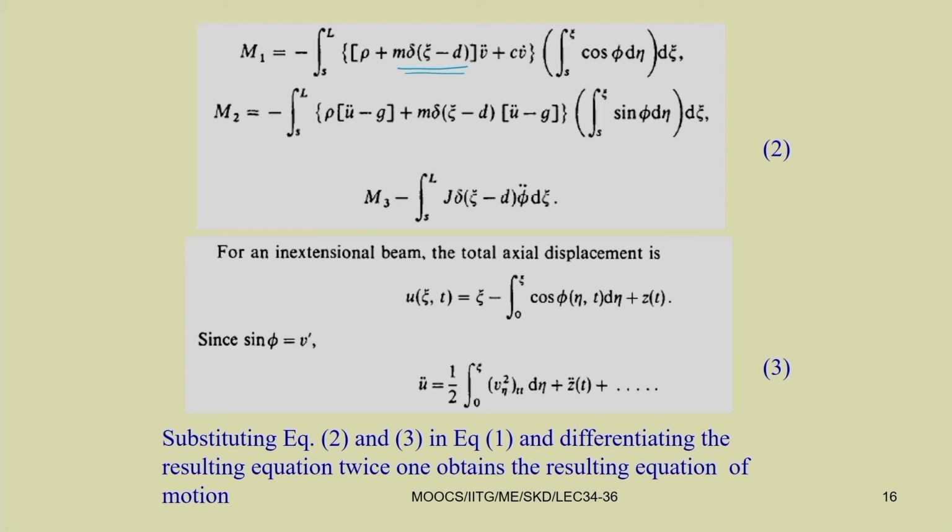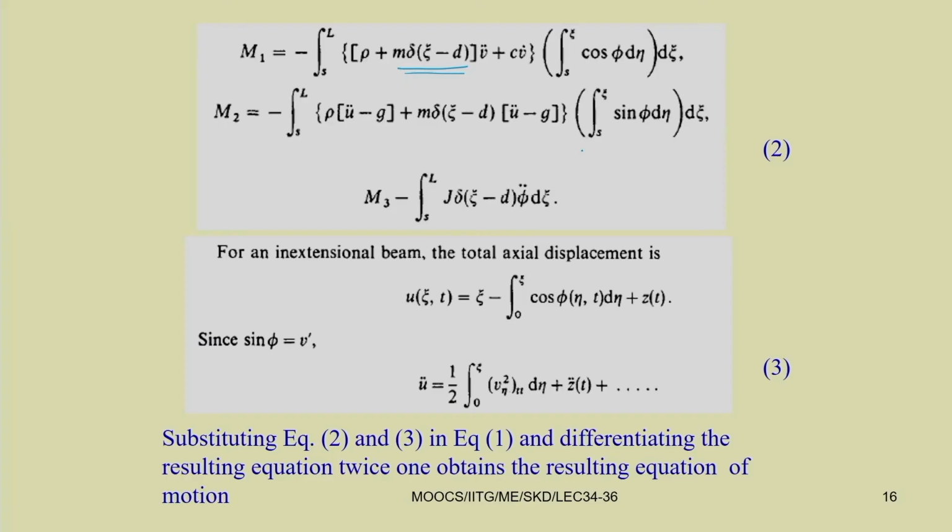Then m1 equals minus integration S to L of rho plus m delta zeta minus d into v double dot plus C v dot, into this force we have to multiply the distance, as force into distance will give the moment. So, for the small element d zeta, the distance will be d zeta into integration S to zeta cos phi d eta. Here eta is the dummy variable we are using.